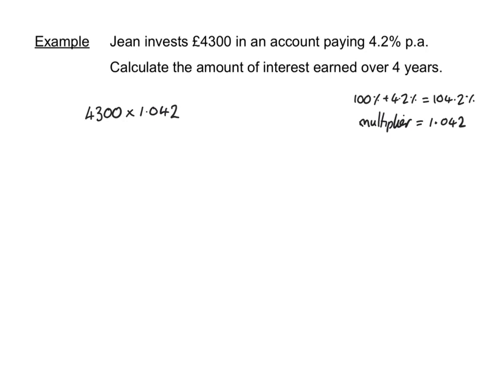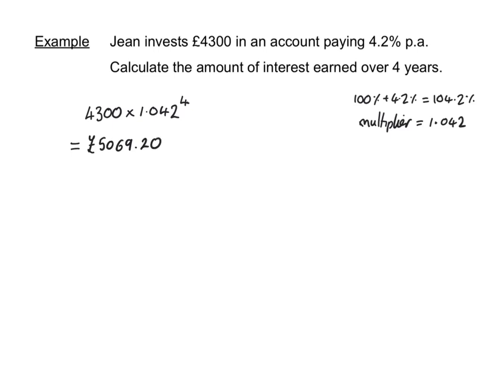But in this question here, we're looking for the interest earned over 4 years. So I'm going to need to use this multiplier 4 times. So I could write times 1.042, times 1.042, times 1.042, times 1.042. But the quicker way to do that is simply times 1.042 to the power of 4. Okay, so typing this into our calculator quickly, we end up with £5,069, and rounded to the nearest penny, we have 20 pence there.